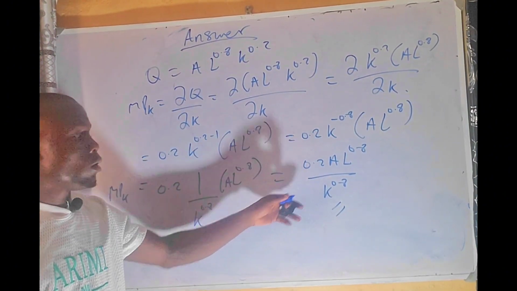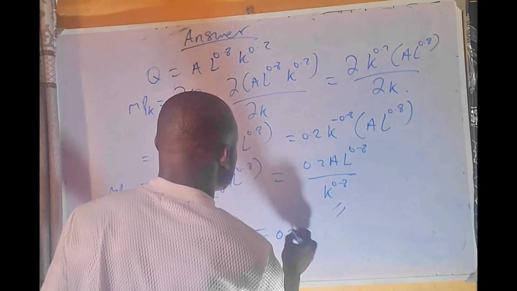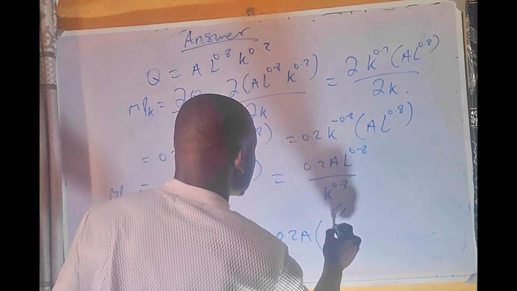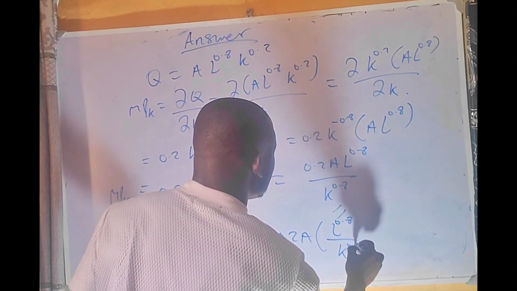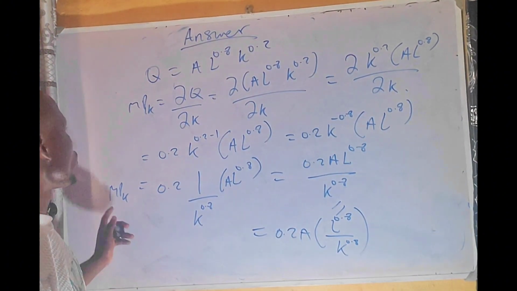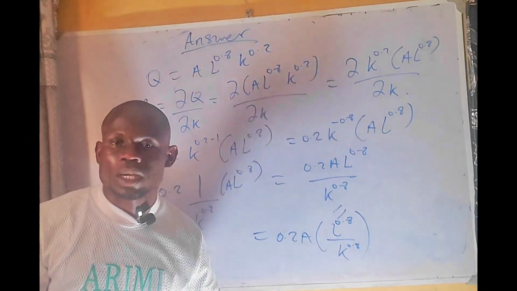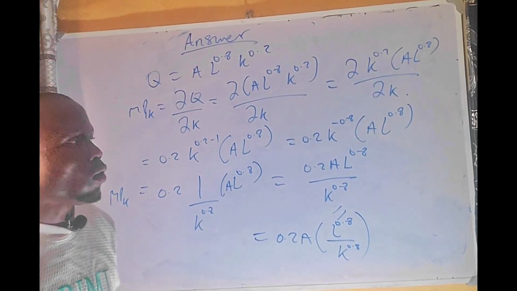If you want to show you are a mathematical guru, you can write this as 0.2A into L^0.8 all over K^0.8. This is your marginal product of capital. Okay, these are the marginal product of capital.